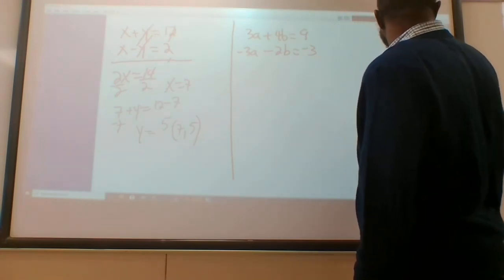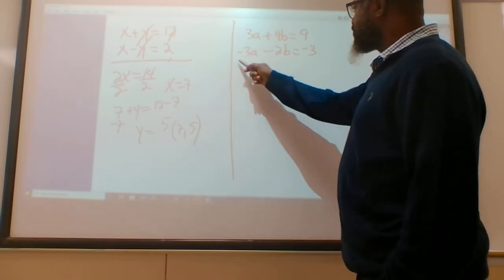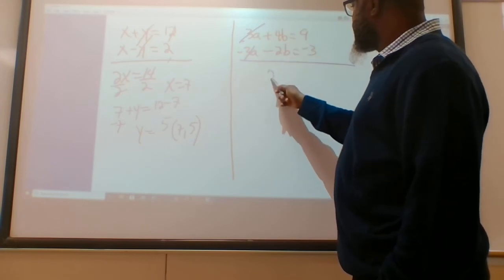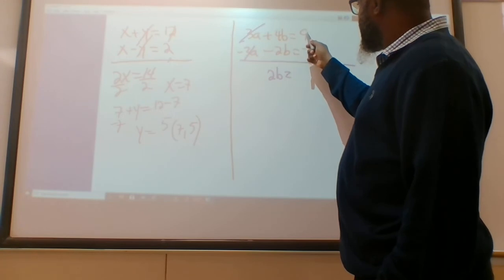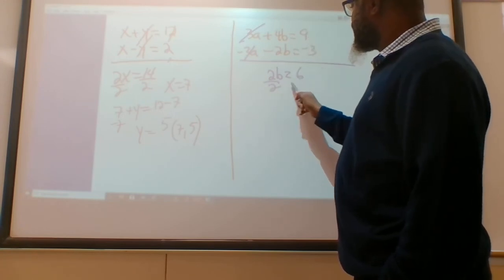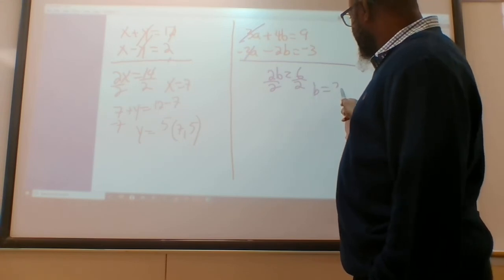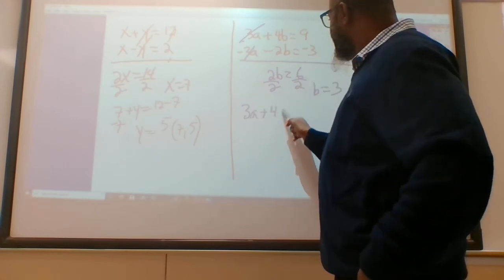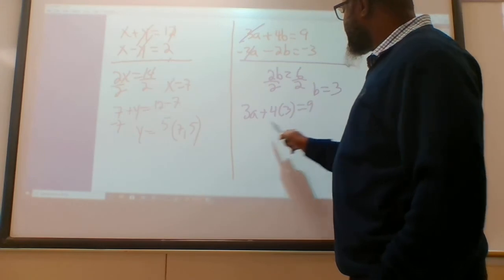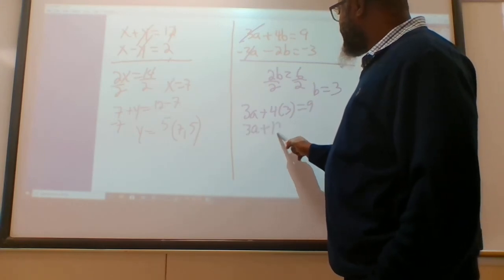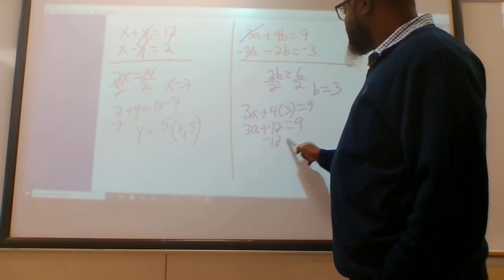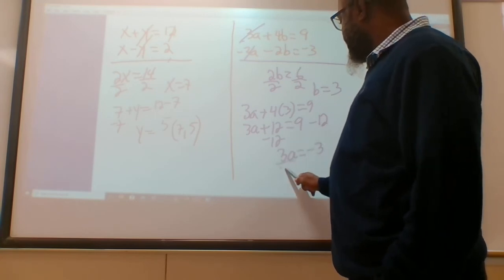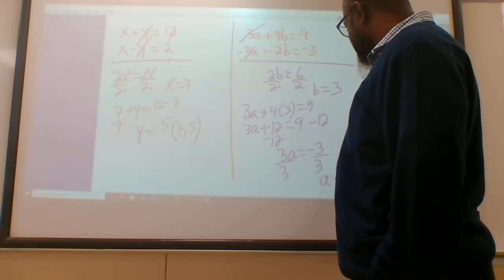Look at the second one. The a cancel each other out. Then 4b minus 2b is 2b. 9 take away 3 is 6. Divided by 2, in this case b is 3. So I can come here: 3a plus 4 times 3 is equal to 9. I will have 3a plus 12 is equal to 9. Subtract 12 on each side. Then I will have 3a is equal to negative 3, divided by 3. In this case, a is negative 1.